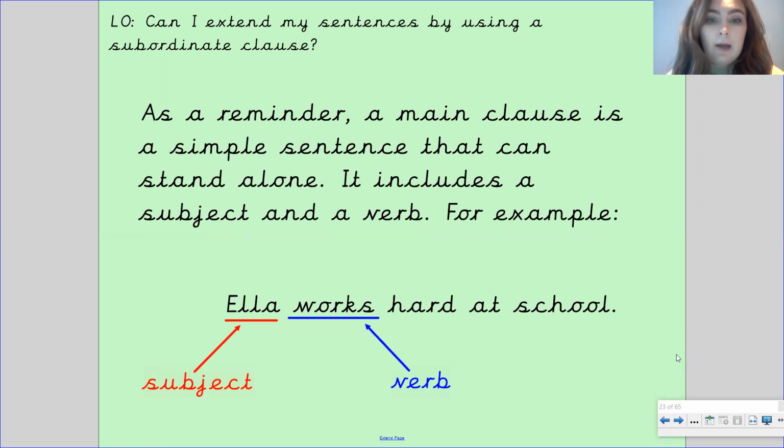And just as a quick reminder, a main clause is a simple sentence that can stand alone. It includes a subject and a verb. And remember, a verb is a doing word. For example, Ella works hard at school. This is our main clause. Ella works hard at school. You've got your subject, which is Ella, and your verb, which is works.